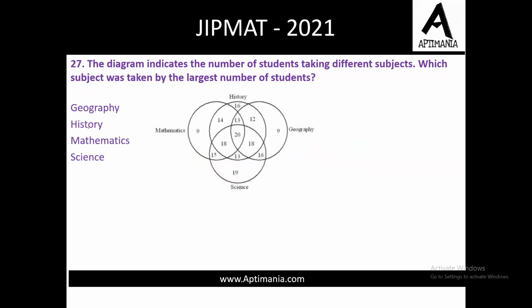Okay. The diagram indicates the number of students taking different subjects. Which subject was taken by the largest number of students? Geography, history, mathematics, or science. Now, if we talk one by one about each of the subjects, so for math, when we talk about maths, we have 9.